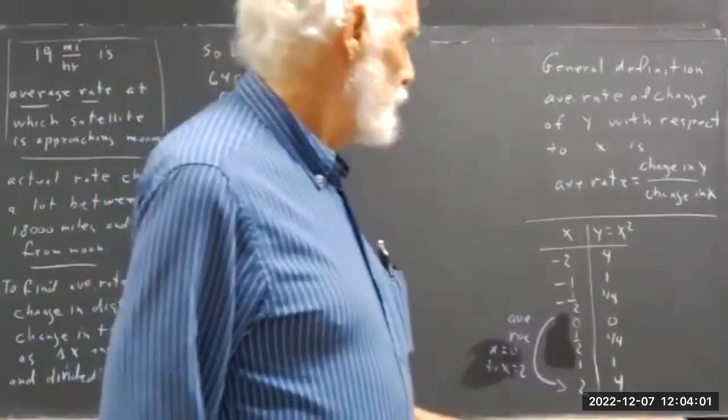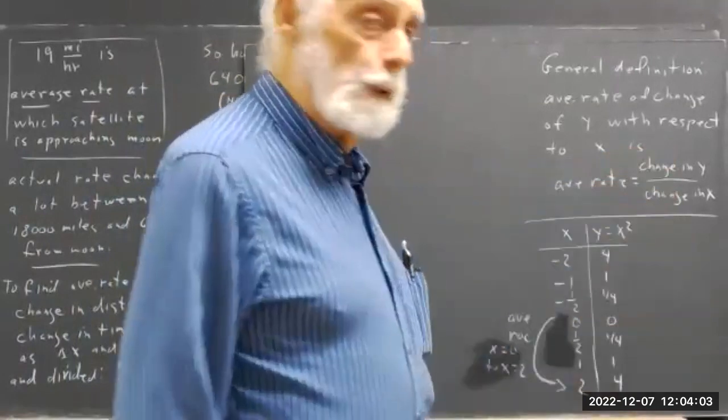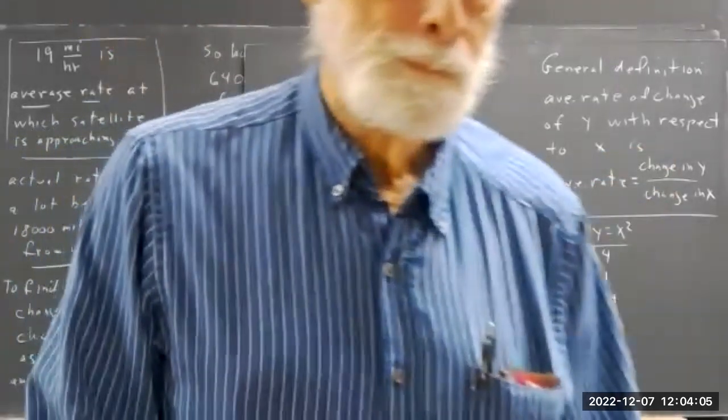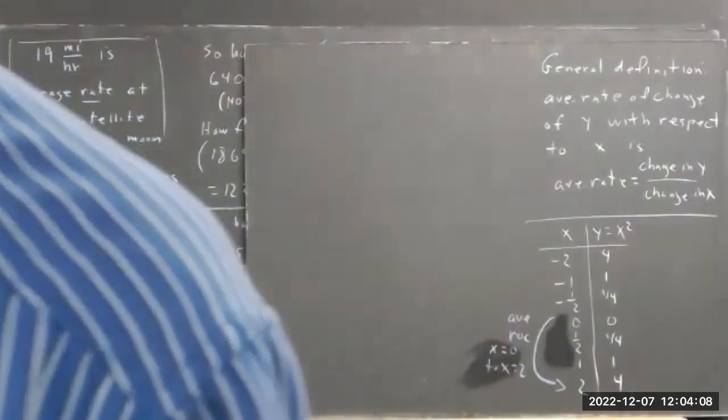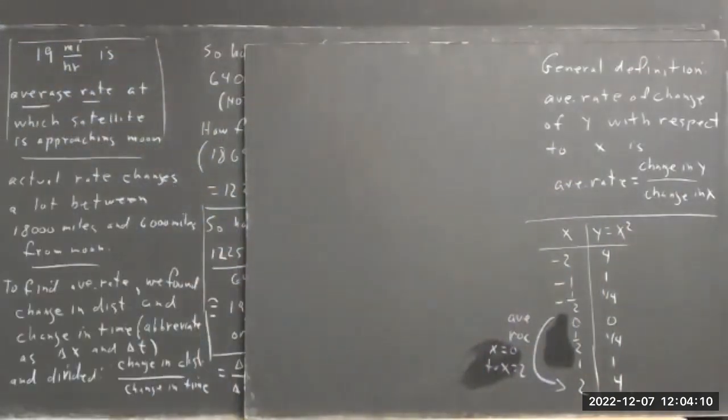Now, what does the definition tell you? It's the change in y divided by the change in x, right? So all you've got to do is, what are your two y values? What are your two x values?